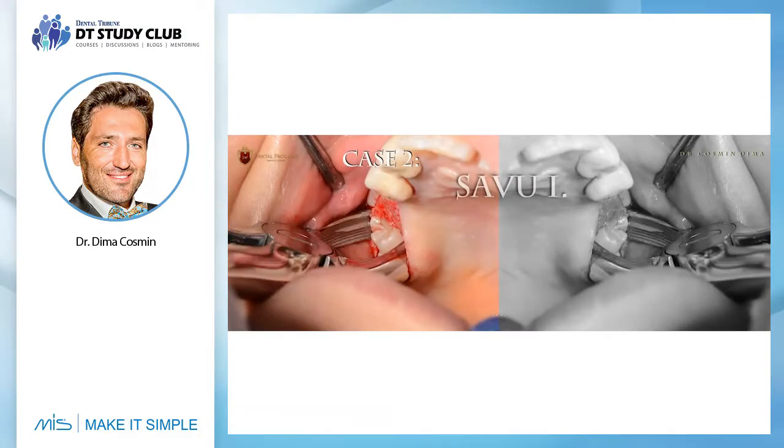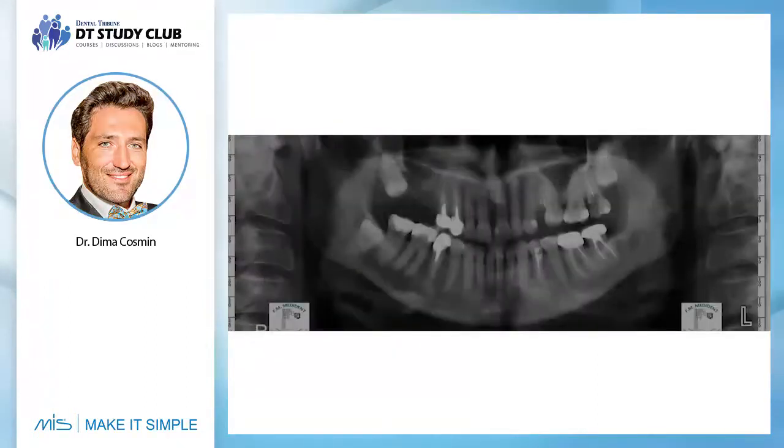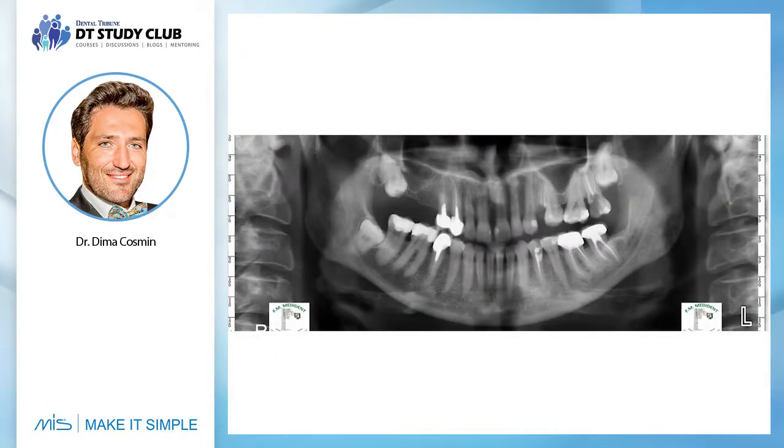The second case is a little bit more complex. We have here an impacted wisdom tooth, like you can see on the X-ray, and one of the roots is inside the sinus. We know that many times we see molars like they are in the sinus, but they are not. In this case, one of the roots was in the sinus. We knew it from the very beginning from the CBCT.